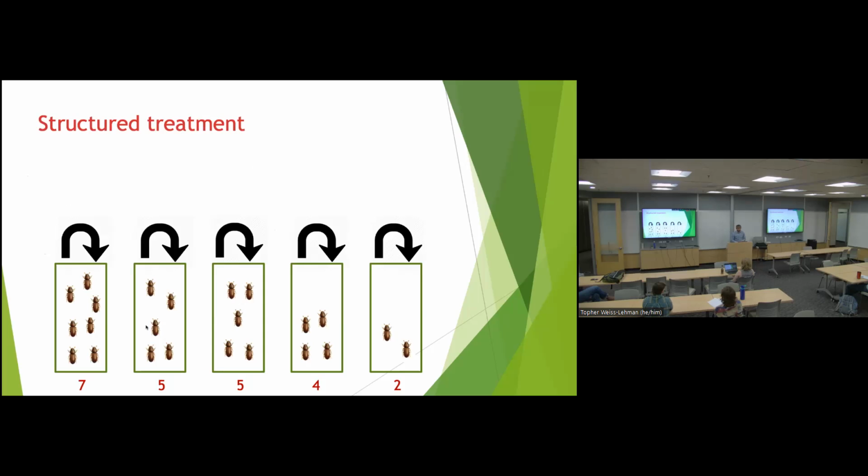And then in the other treatment, which I'll call the structured treatment, we simply put the beetles back in the patches that they came from after that census process. And so they were able to maintain that spatial structure. Essentially their genotypes are coupled to their location on the landscape in a way that the shuffle treatment broke.